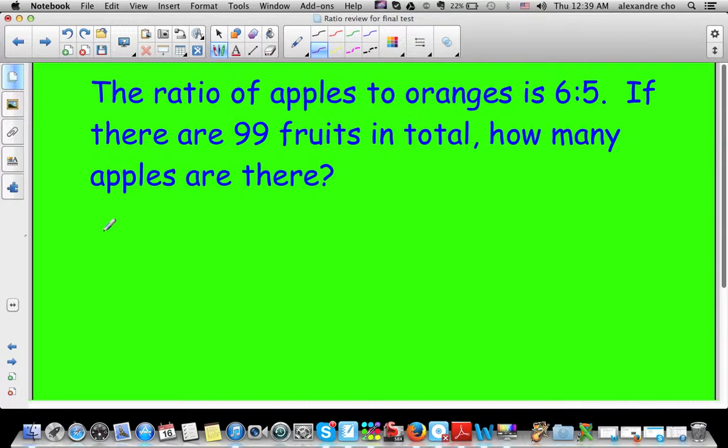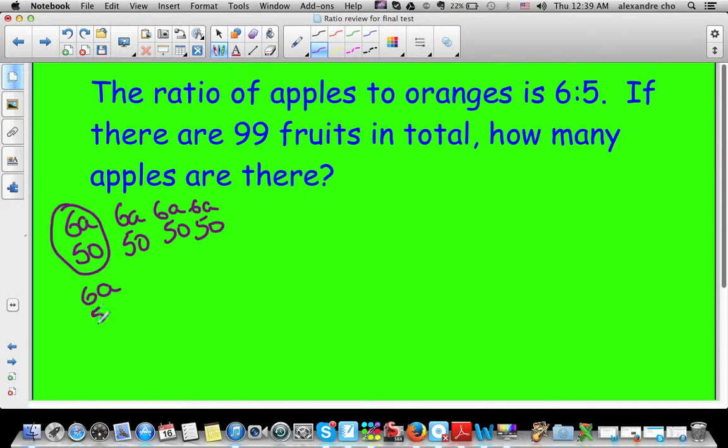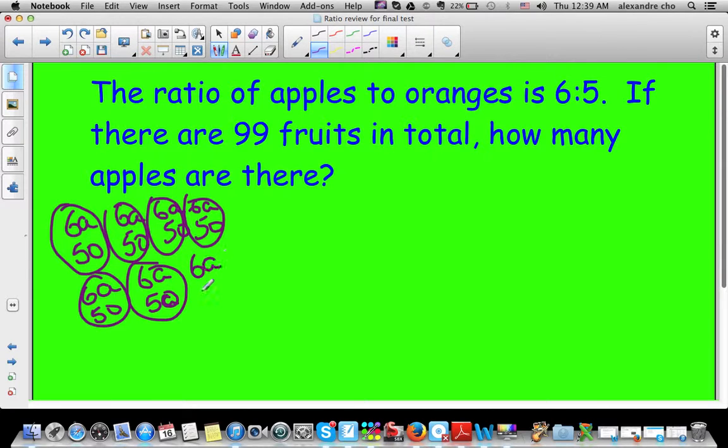All right, so ratio of apples to oranges. So 6 apples, 5 oranges. Okay, I'm going to do 6 apples, 5 oranges, again and again. I should have used these smaller numbers. Okay, 6 apples, 5 oranges. This is not enough because I need to have 99 fruits in total.